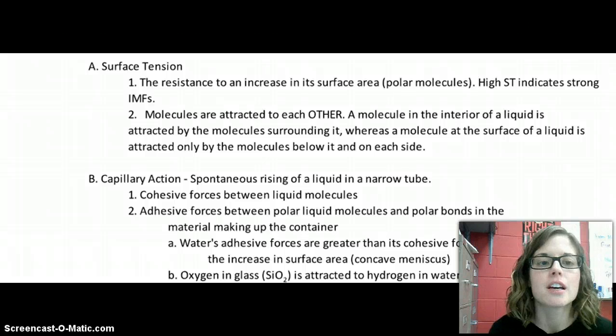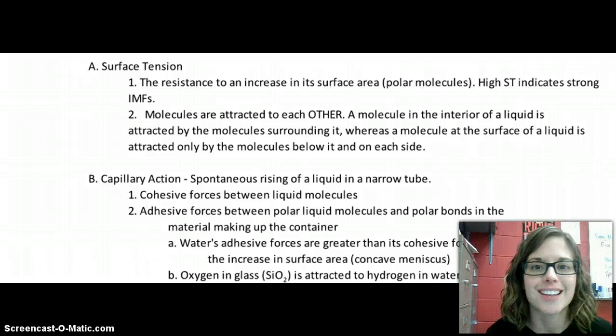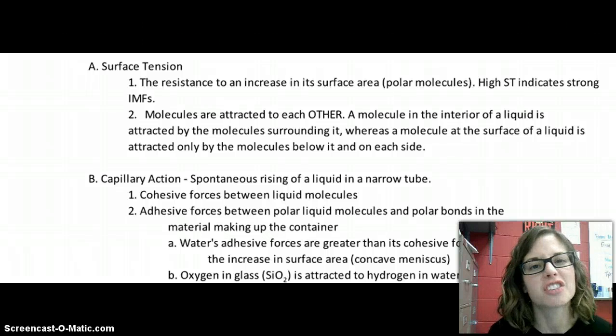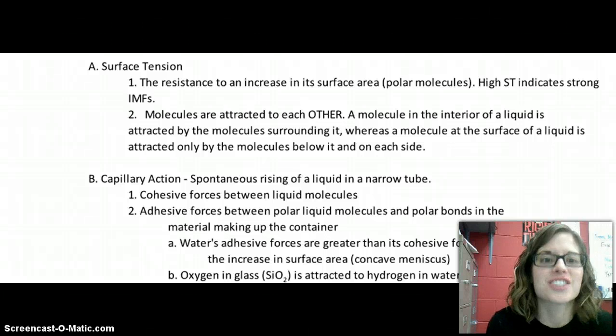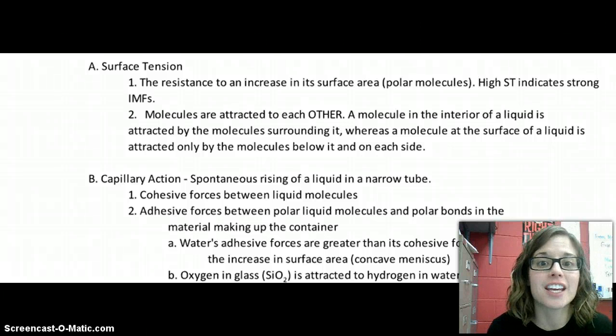Another important property of liquids is called surface tension, and you'll see it referred to as ST sometimes. Surface tension is the resistance to an increase in the substance's surface area. Polar molecules have high surface tension, and high surface tension indicates strong intermolecular forces. This is due to the fact that molecules are attracted to each other and don't want to spread apart.